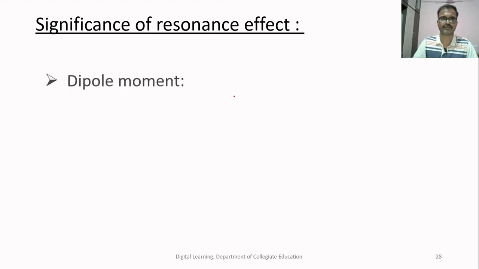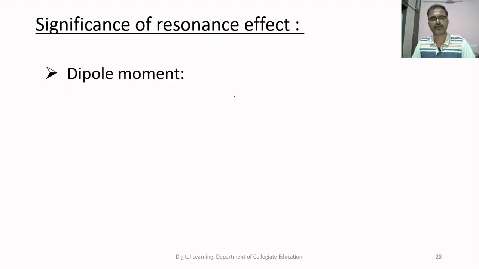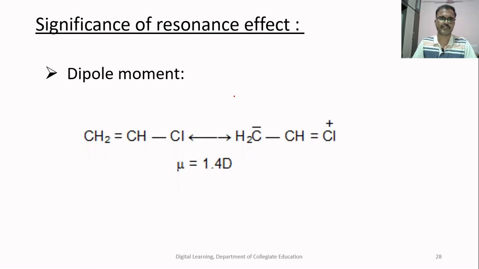So under that, the first one is dipole moment. The concept of resonance can be used to explain the dipole moment in some compounds. The best example is this one. I have considered vinyl chloride here. So just have a look. The dipole moment for this C-Cl bond in the case of vinyl chloride is 1.4 D. The actual dipole moment of a C-Cl bond is 1.5 D. So here it is less than this, it is 1.4.